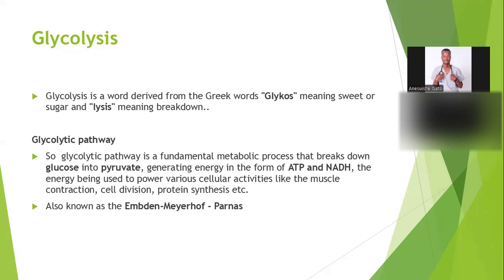So lysis is breakdown, and the other name for glycolysis is the Embden-Meyerhof process, right? To summarize what glycolysis is, you basically have a glucose molecule. Then you have phosphorylation, you have your ADPs and everything, giving rise to two pyruvate molecules. So you get two pyruvate molecules and you get two ATP molecules as a net result.